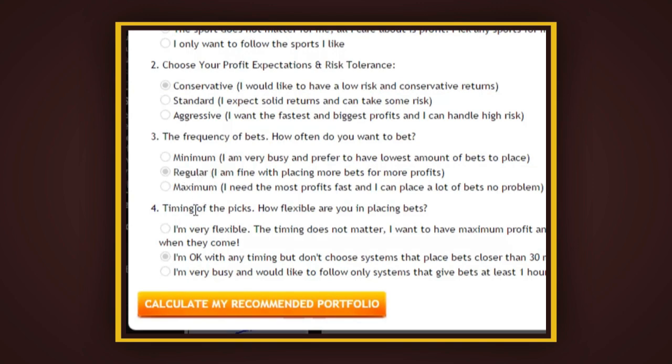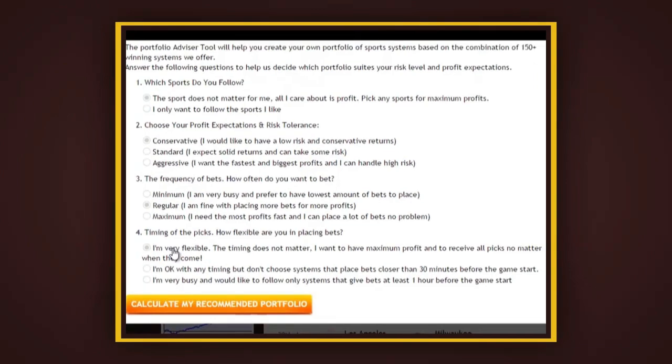And the last one is the timing of the picks. How flexible are you in placing bets? If you're very flexible, the timing doesn't matter, you could choose this first option. Or if you're okay with any timing, but you don't want to choose systems that place bets closer than 30 minutes before the game start, okay, you could choose this default option. Or if you're very busy and you only like to follow systems that give bets at least 1 hour before the game start, then you could choose the last one. For now, we're just going to stick with these options, and then finally click Calculate My Recommended Portfolio.